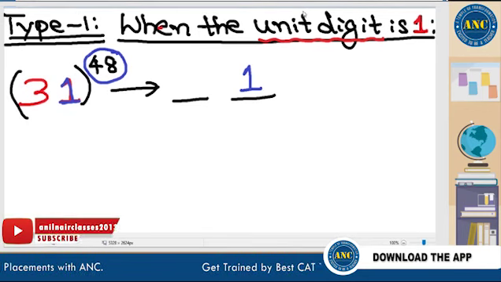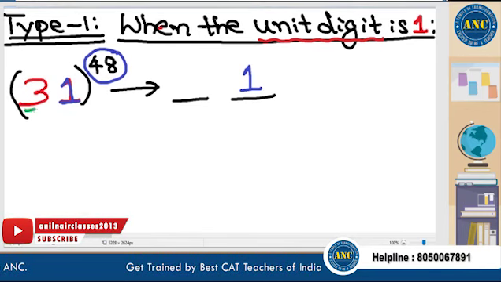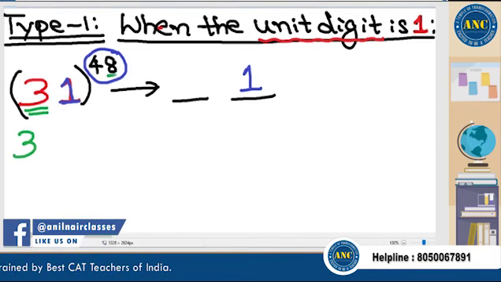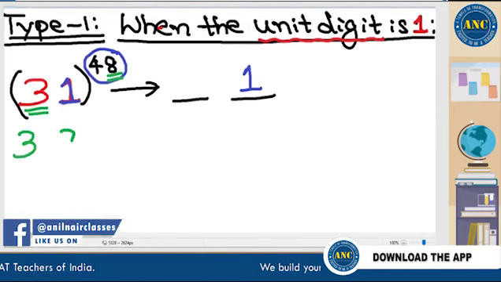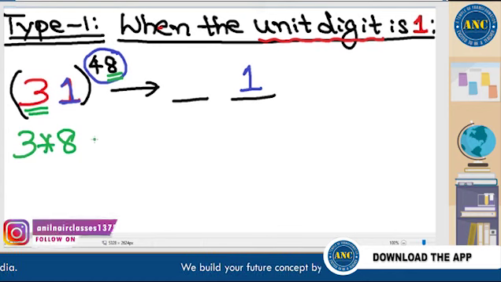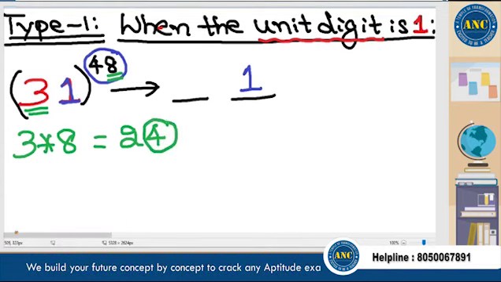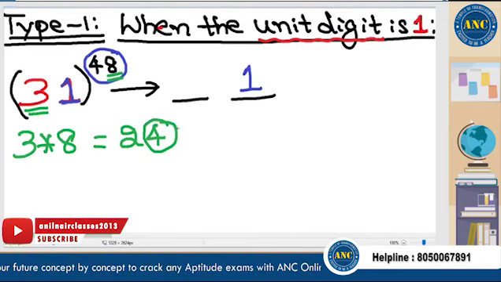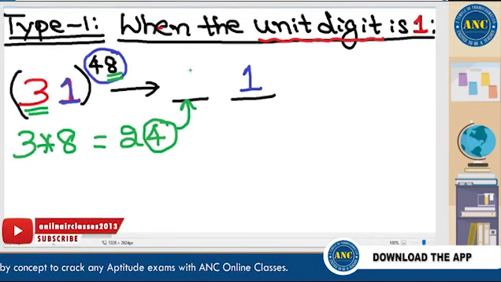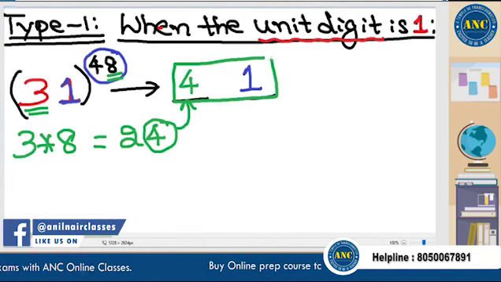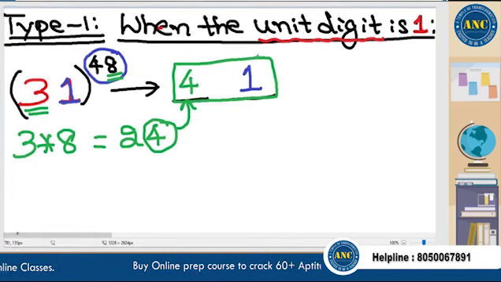Step number 2. What is the tens place in the base? Tens place in the base is 3. What is the units place in the power? Units place in the power is 8. Multiply both of them. What is 3 into 8? 24. In 24, what is the unit digit? 4. That 4 will come as the tens place in the answer. That means last two digits of 31 to the power of 48, how much is it? It is 41.